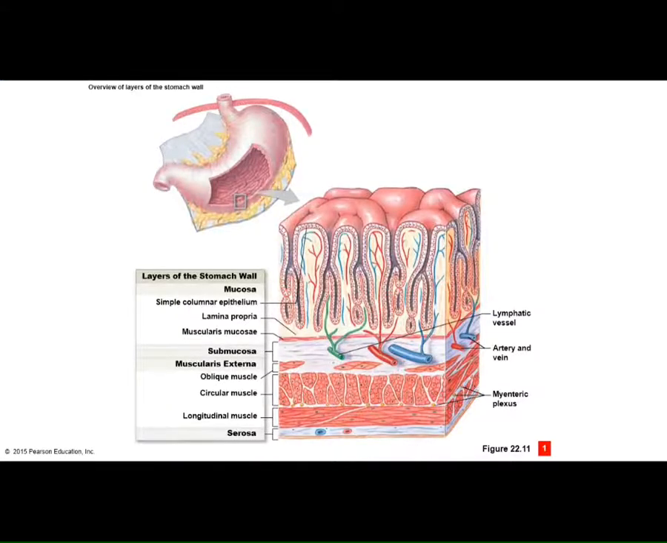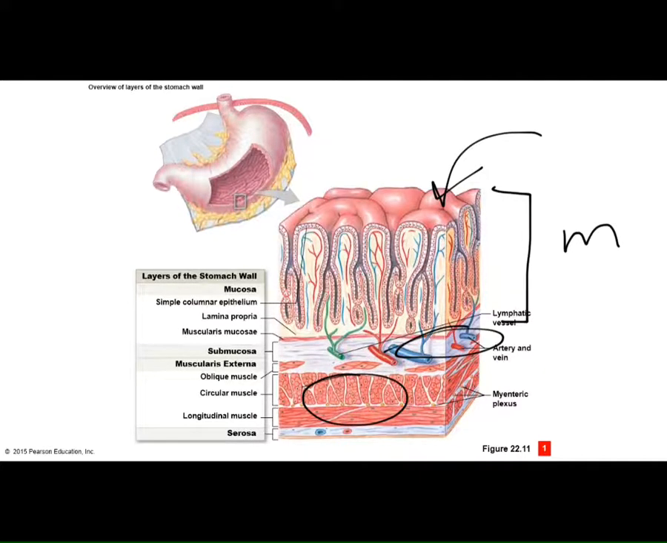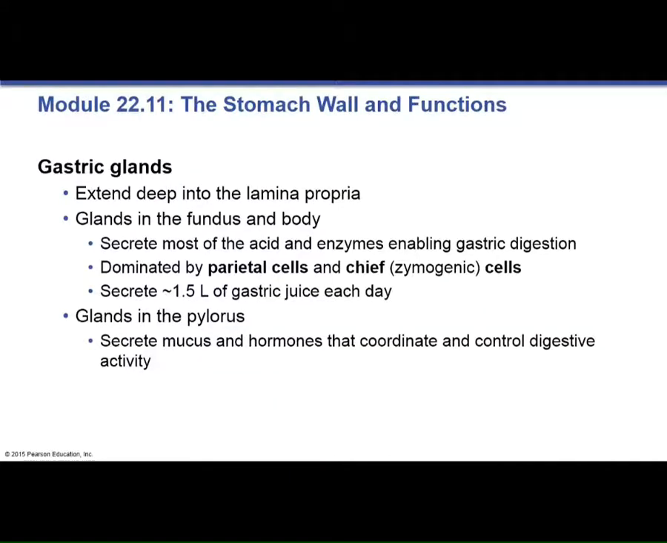So as you look at the stomach, all of the rugae, all those gastric pits, all of that is lined by epithelial cells, so there's your mucosa. Below it, blood vessels in the submucosa, then the three layers of the muscle, the muscularis, and then, of course, the serosa. Deep in the stomach are some gastric glands. These glands are going to be producing the acid and the enzymes that break down the food.